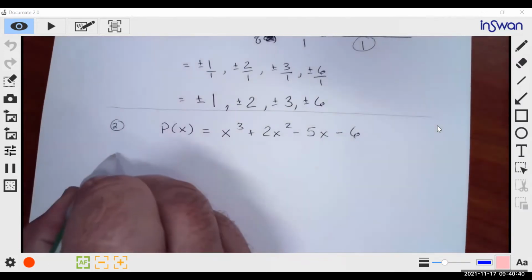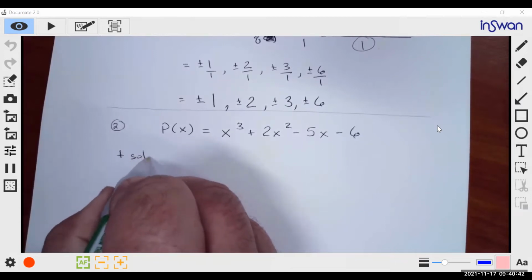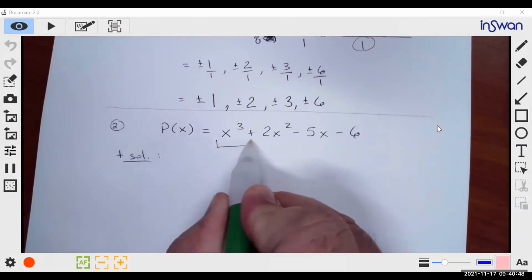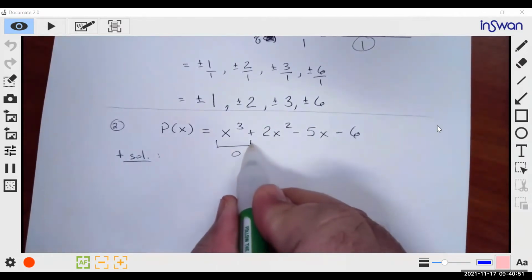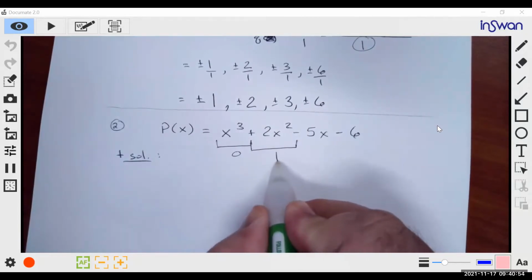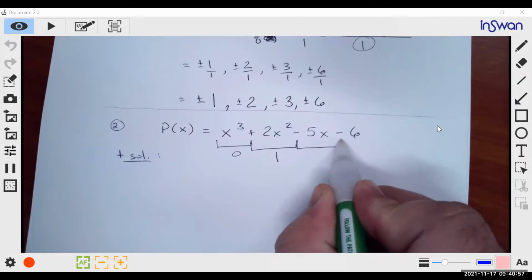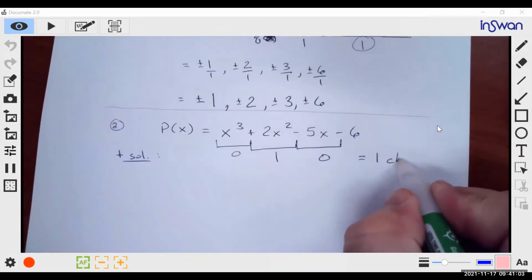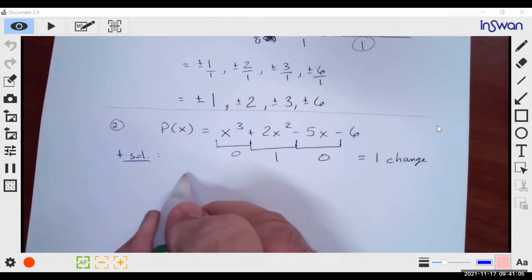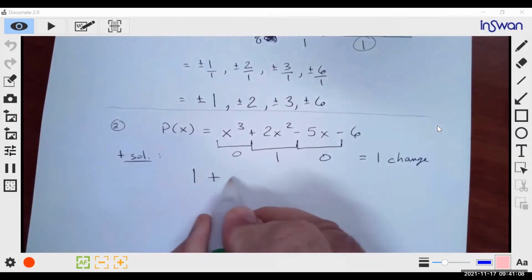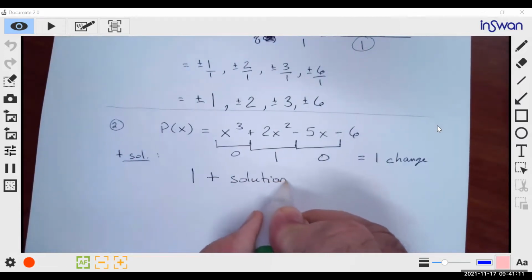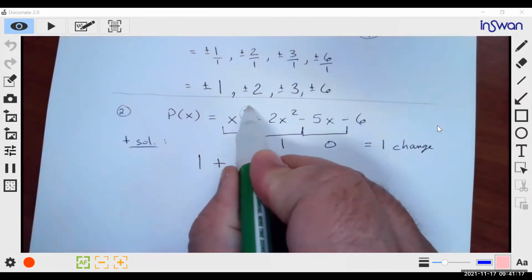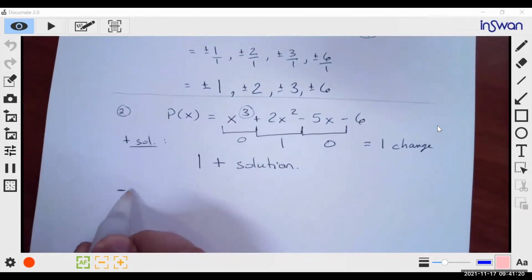So the number of positive solutions: sign changes. Positive to positive, that's not a change. Positive to negative, that's a change. Negative to negative, that's not a change. So we only have one change. So we're going to have one positive solution. We're supposed to have how many? 3. So let's see how many negatives we're going to have.